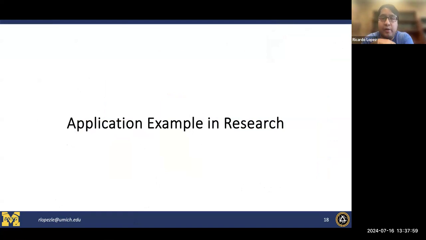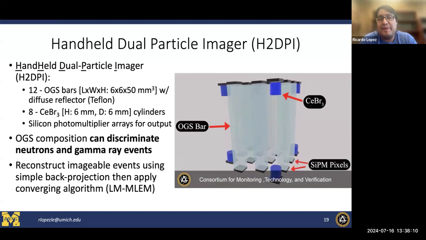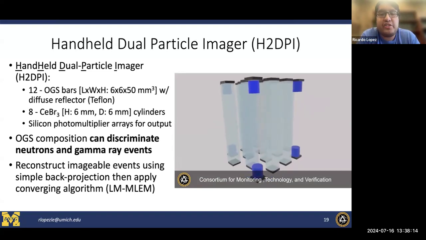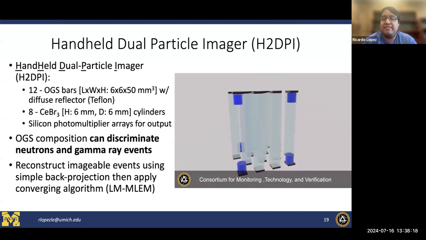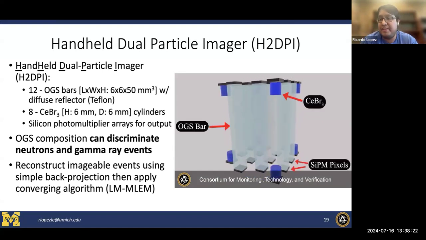And in this regard, I'll be talking about my current research as far as the PhD program here at the University of Michigan. I've worked on developing and building an imaging system pictured here. It is called the Handheld Dual Particle Imager, or HDPI for short. This imaging system is not a single detector. It's actually an array of multiple volumes of detectors.